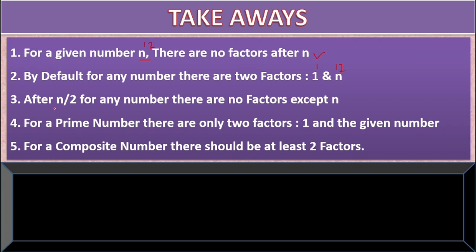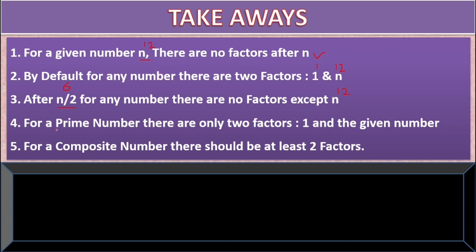And one more thing, for any number, after n by 2, let me say 12 by 2, which is 6 for example, like your previous example, there are no factors in between except n, which means 12. What I am trying to say here is there are no factors for 12 after 6 and before 12, which means 7 is not a factor, 8 is not a factor, 9 is not a factor, 10, 11 too are also not factors.